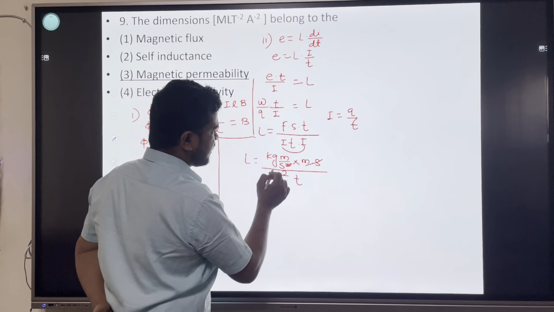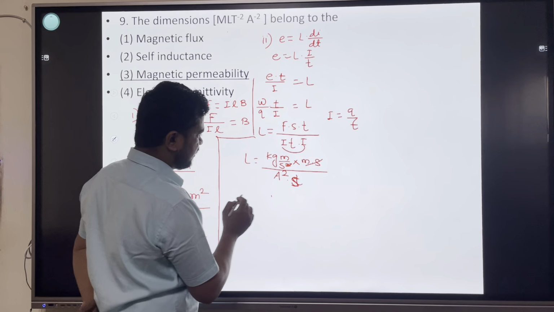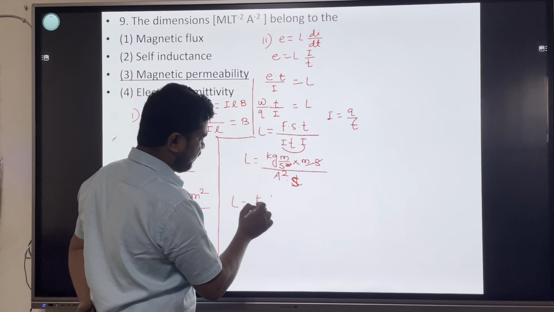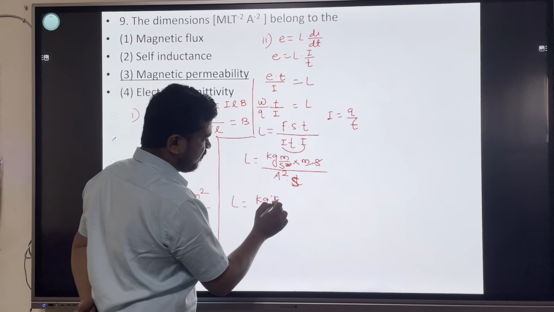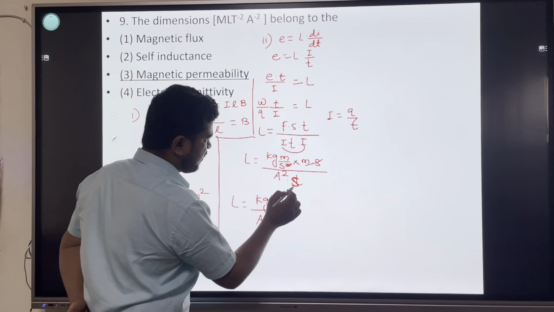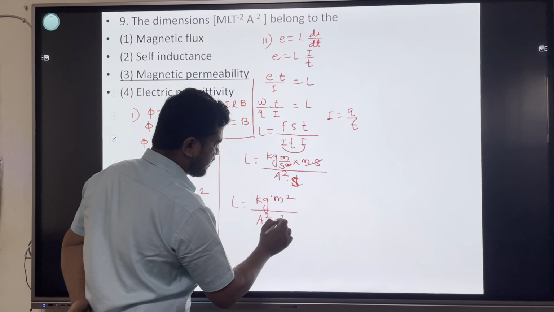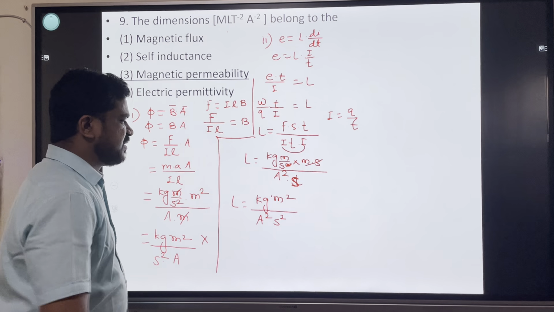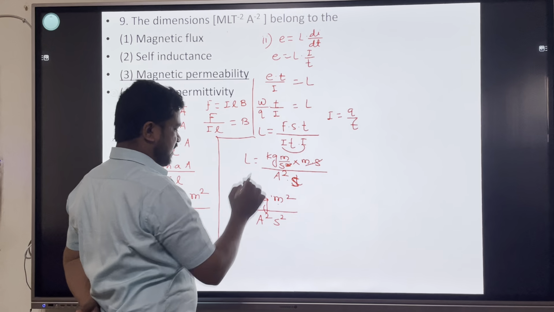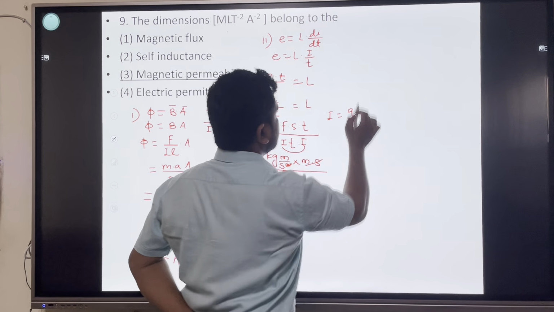ये सेकंड कैंसिल हो गया. टाइम का यूनिट सेकंड है. L इज इक्वल्स टू kg मीटर इनटू मीटर स्क्वायर डिवाइडेड बाय एम्पियर स्क्वायर. एक सेकंड बाकी है इसका, सेकंड स्क्वायर. इसमें भी 1 in mass, 2 in length, 1 चाहिए. दिस इज आल्सो नॉट आवर आंसर.